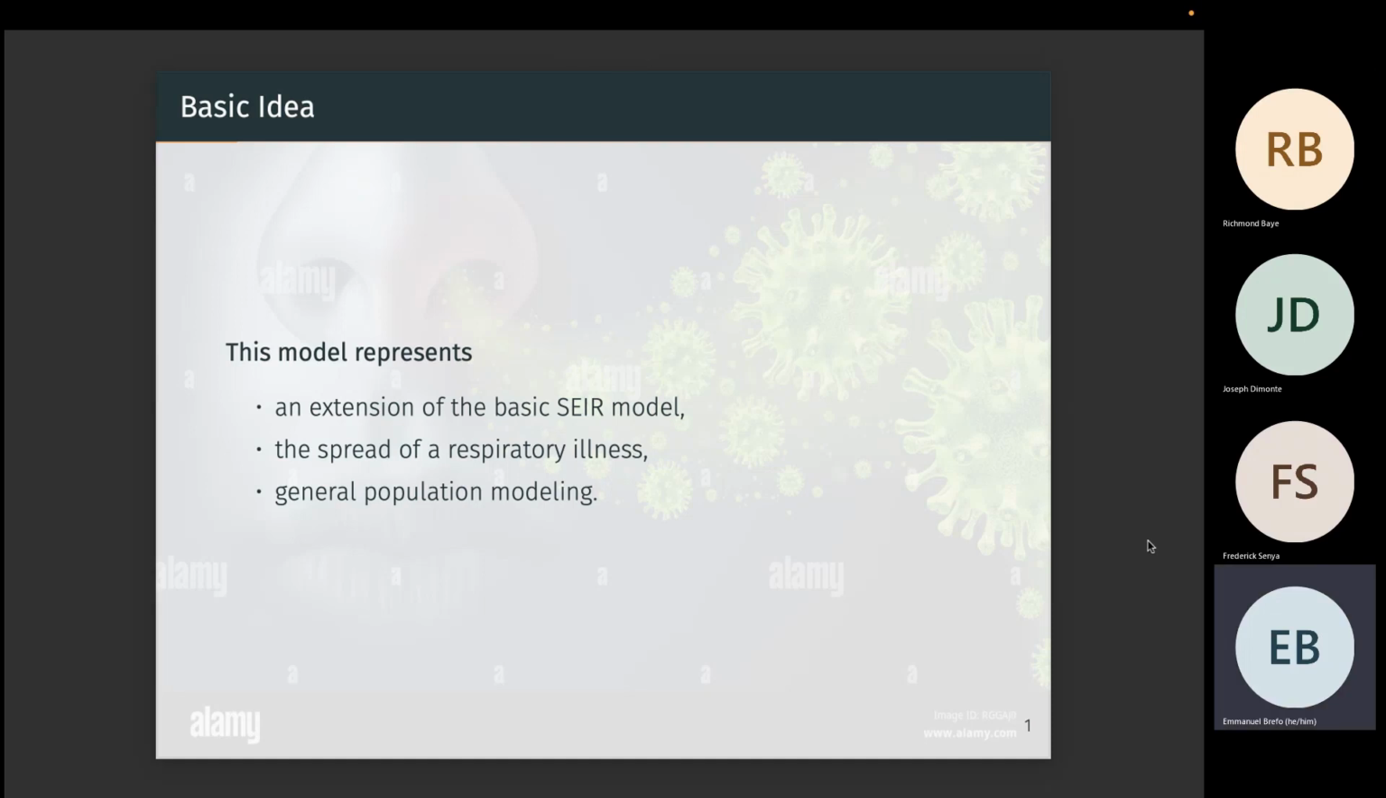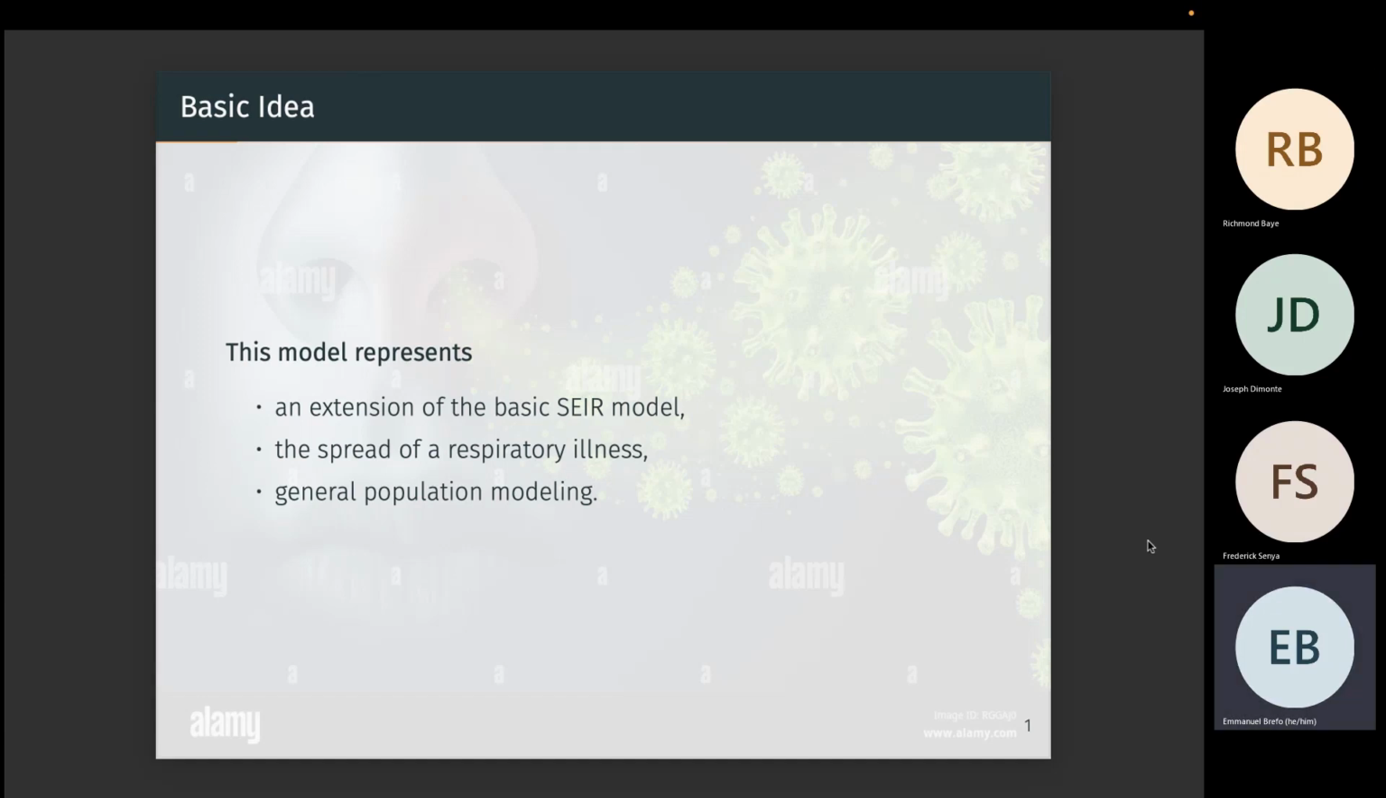Some basic ideas about this model. This model represents an extension of the basic SEIR model, where we added vaccination into the system. The model also represents the spread of respiratory illness, and specifically, we were looking at the spread of seasonal flu virus. The model also represents a general population, just like Vermont.